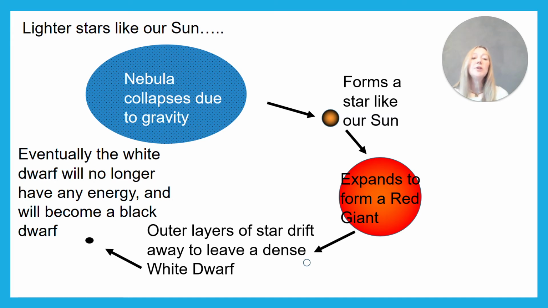Now it's important to mention here that our Sun at this moment in time, and all stars that are shining, have an equilibrium between their tendency to collapse on each other due to gravity, but at the same time the energy that's being produced by the fusion is also pushing the star out, and this equilibrium is what keeps our stars shining.